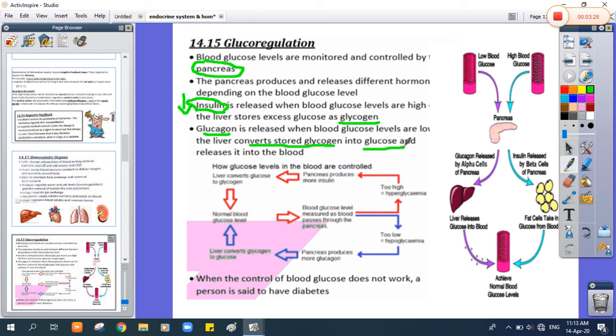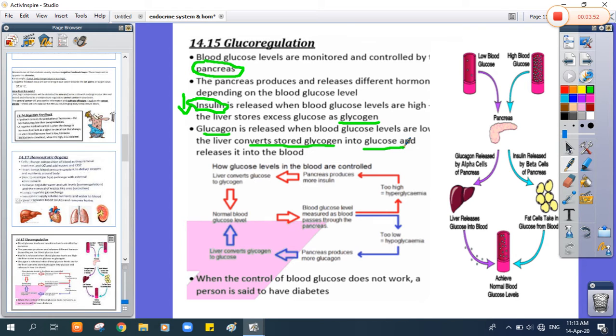So this happens by which organ? Which organ is the controller? Which organ is monitoring the blood glucose level inside your body? This organ is the pancreas. Okay? So glucoregulation mainly depends on the secretion of hormones from the pancreas.